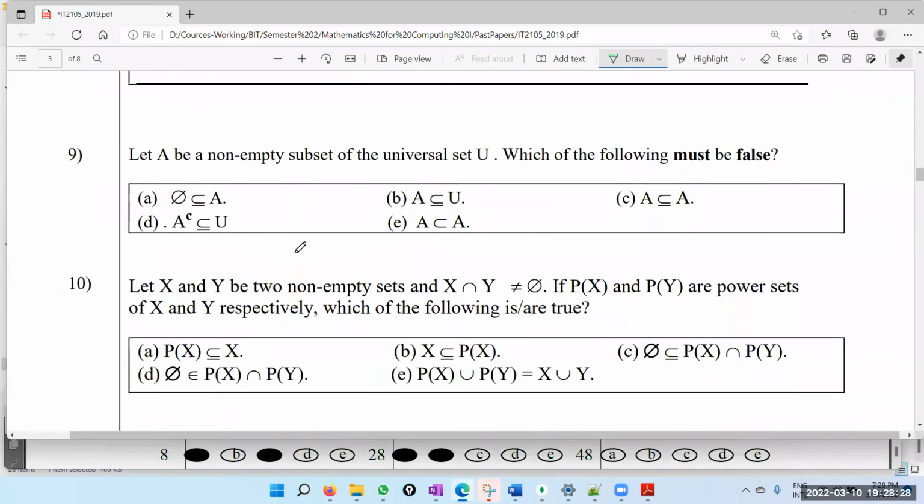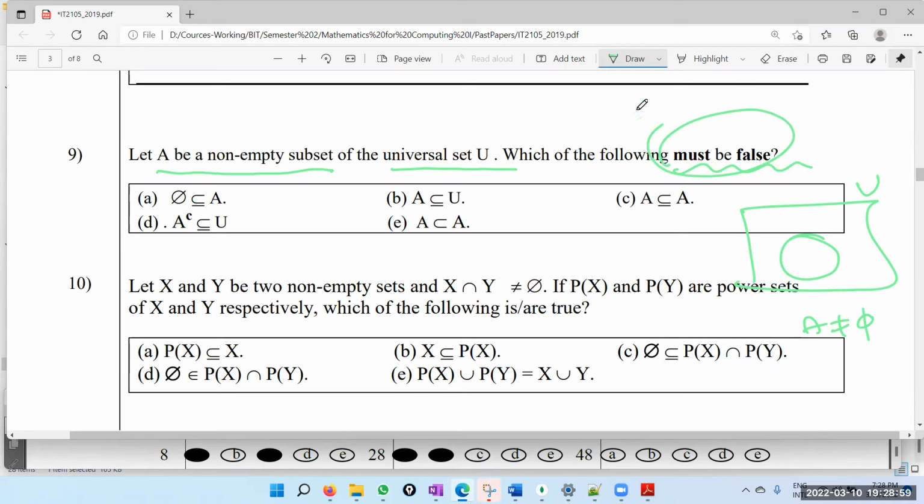Right, let A be a non-empty subset of the universal set U. So that means this is my universal set U, and A is a subset of that, and it is non-empty. And we know that A is not equal to 5. Which of the following must be false? So we have to make sure that it must be false.